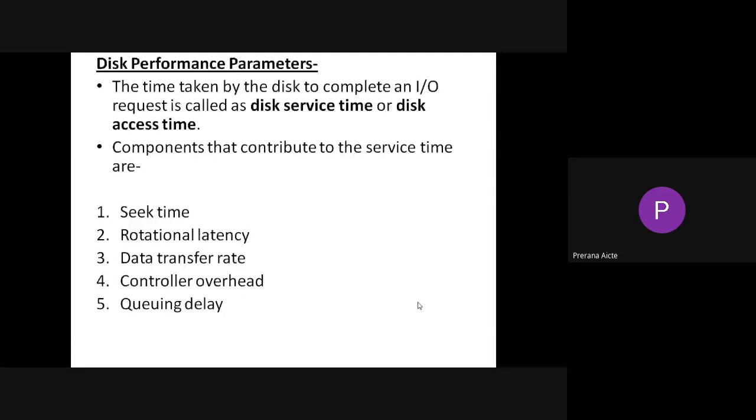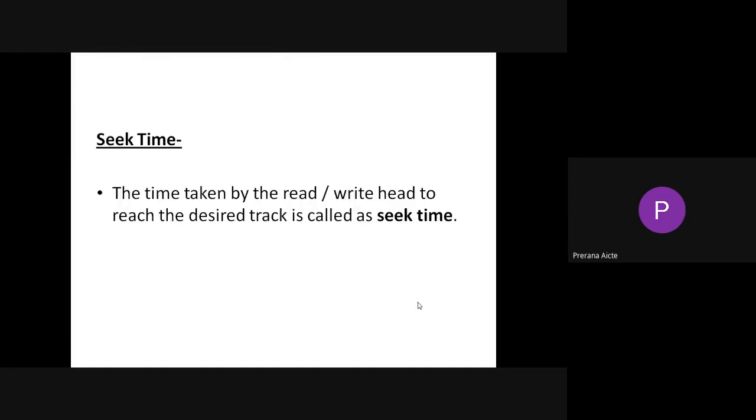So what are the disk performance parameters? The time taken by the disk to complete an IO request is called disk service time or disk access time. The components that contribute to the service time are seek time, rotational latency, data transfer rate, control overhead, and queuing delay. The first one, seek time.